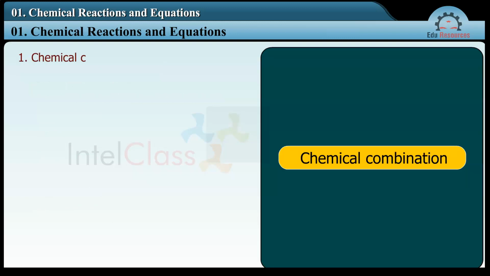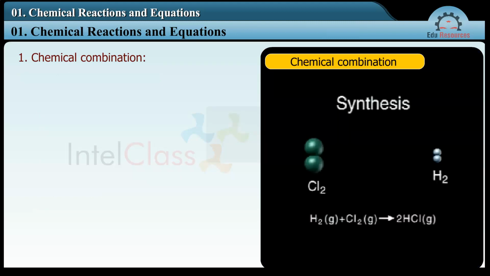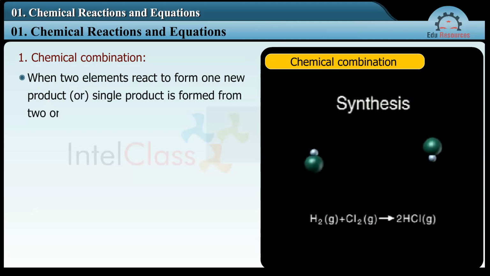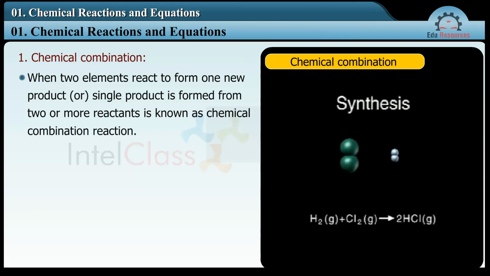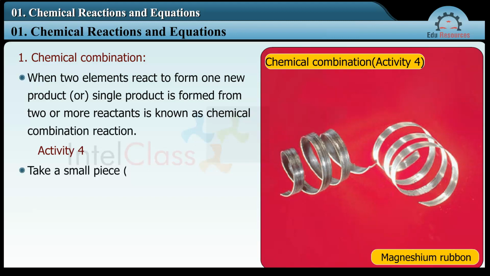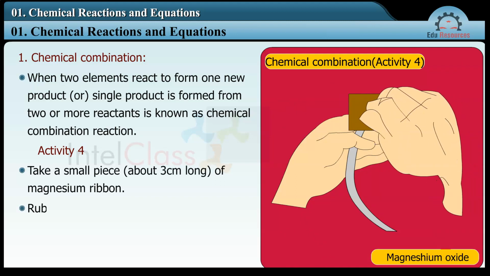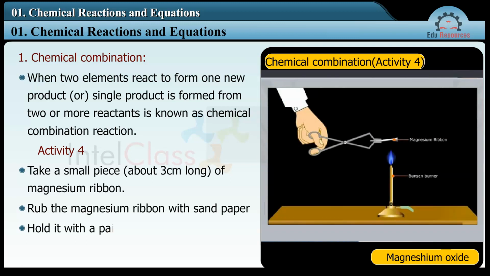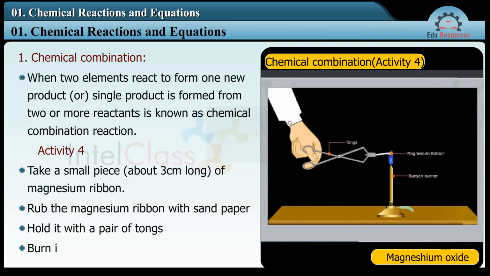1. Chemical combination. When two elements react to form one new product, or a single product is formed from two or more reactants, it is known as a chemical combination reaction. Activity 4. Take a small piece, about 3 cm long, of magnesium ribbon. Rub the magnesium ribbon with sandpaper. Hold it with a pair of tongs. Burn it with a spirit lamp or burner.